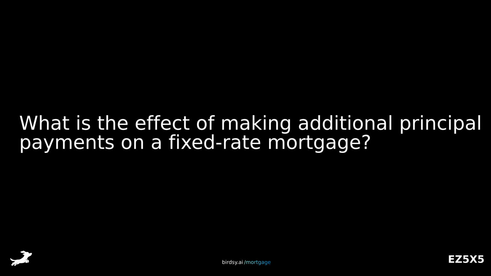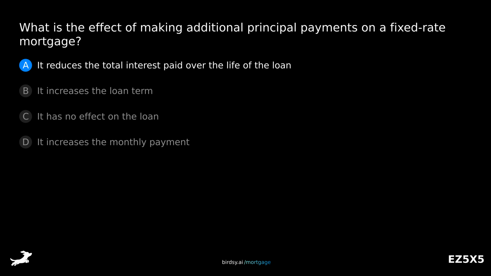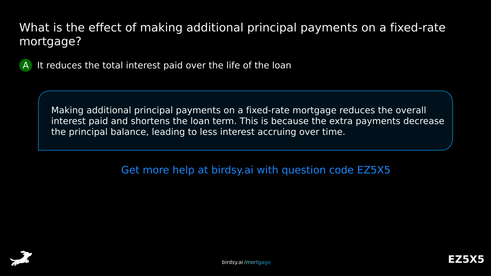What is the effect of making additional principal payments on a fixed-rate mortgage? Is it A, it reduces the total interest paid over the life of the loan, B, it increases the loan term, C, it has no effect on the loan, or D, it increases the monthly payment? The answer is A, it reduces the total interest paid over the life of the loan. Making additional principal payments on a fixed-rate mortgage reduces the overall interest paid and shortens the loan term. This is because the extra payments decrease the principal balance, leading to less interest accruing over time.